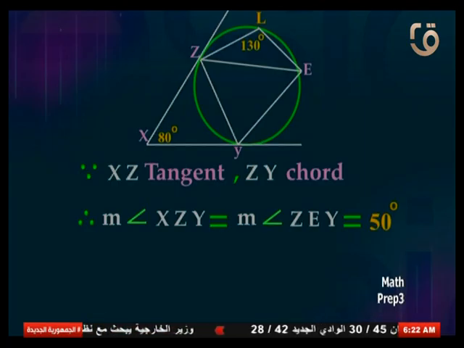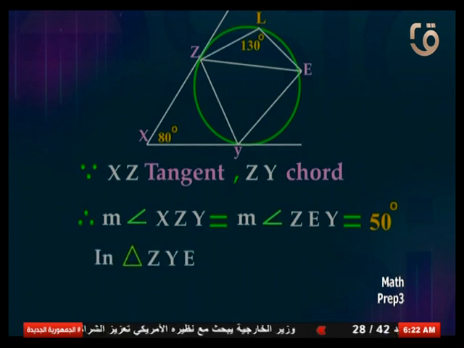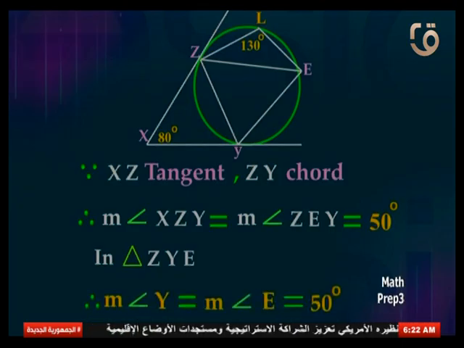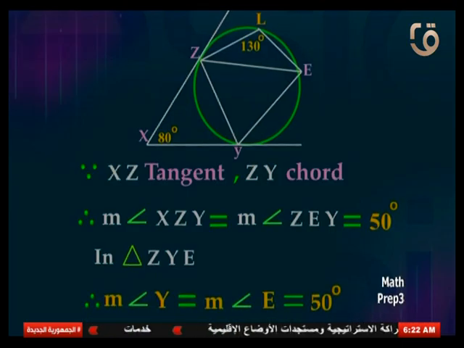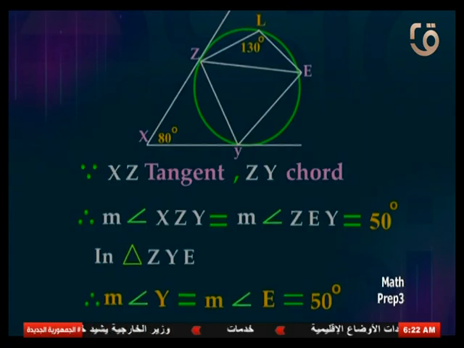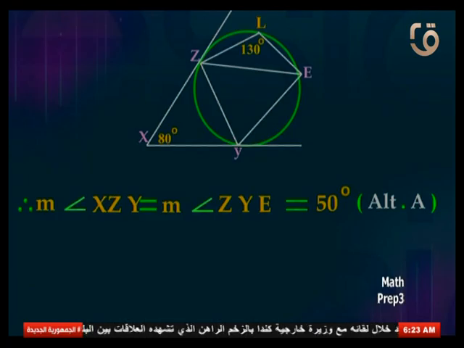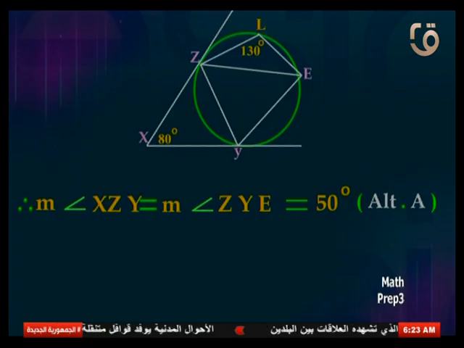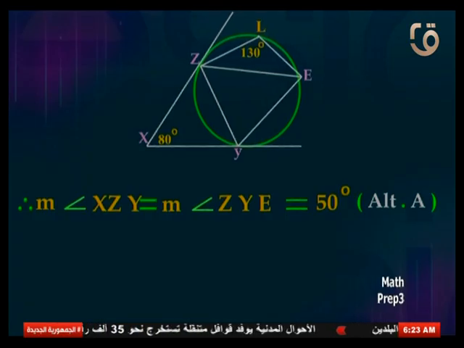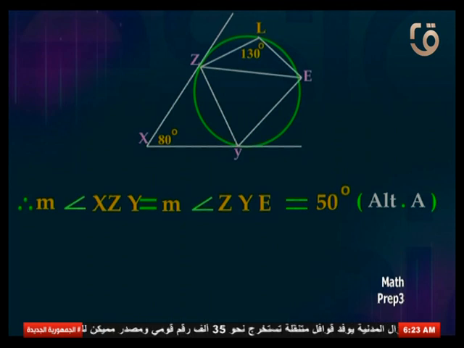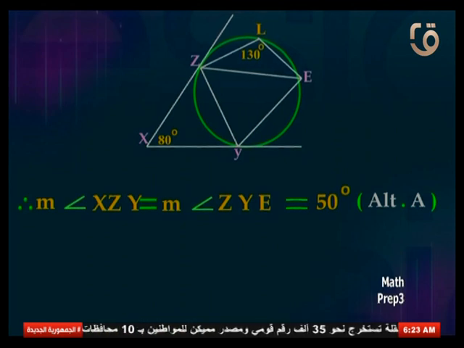Then in triangle ZYE, you are going to notice that measure angle Y equals measure angle E equals 50 degrees. And as ZE and ZY are equal, then measure angle XZY equals measure angle ZYE equals 50 degrees, as they are alternate angles. And as they are alternate angles, it means that XZ is going to be parallel to YE.